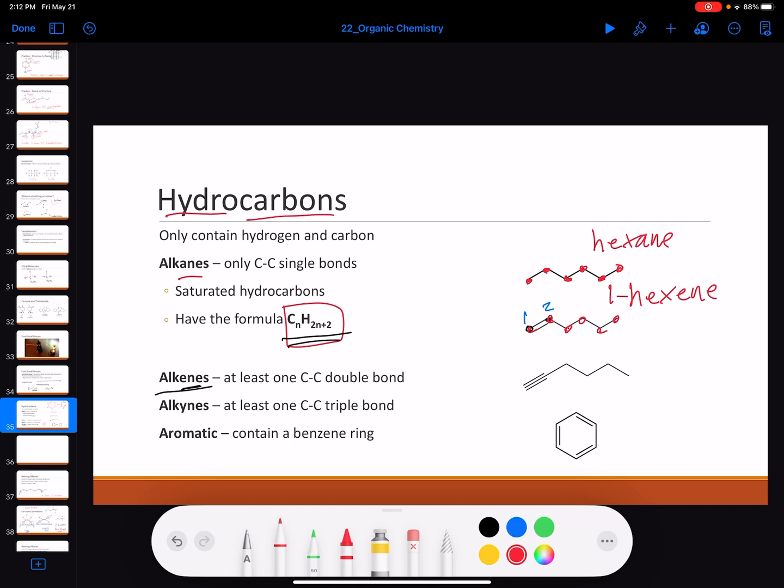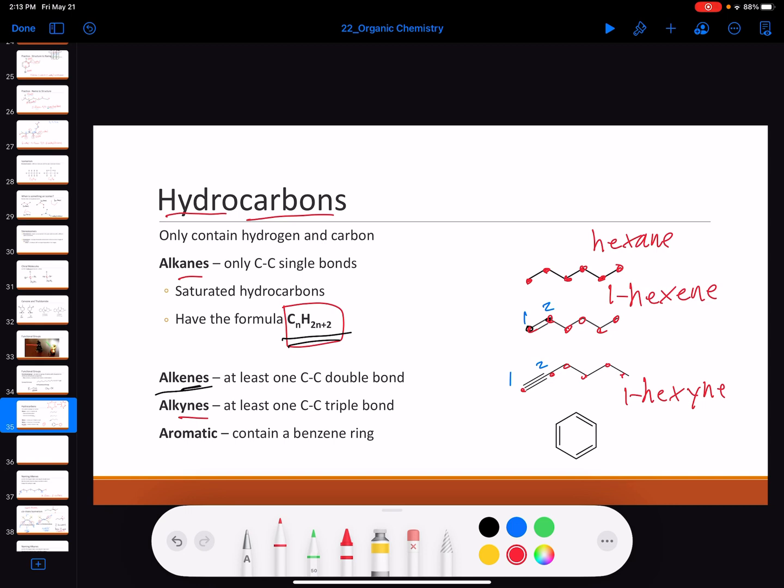Okay, what about if I have a triple bond? 1, 2, 3, 4, 5, 6. So that would be known as hexyne. That -yne ending tells me there's a triple bond. And specifically, I would have to specify this is 1-hexyne because the triple bond is located between carbons 1 and 2. So 1-hexyne.